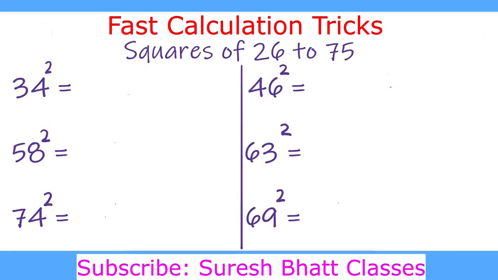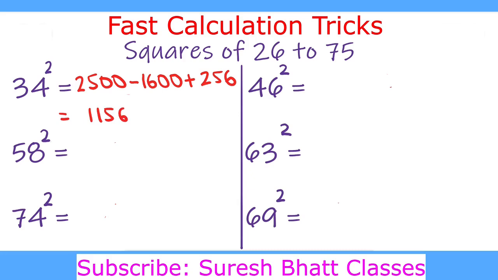So, square of 34. The difference between 34 and 50 is 16. So we write the square of 50, which is 2500, minus 16 times 100, which is 1600, plus the square of 16, which is 256. So our answer becomes 25 minus 16, which is 9, so 900 plus 256, which is 1156. So the square of 34 is 1156.